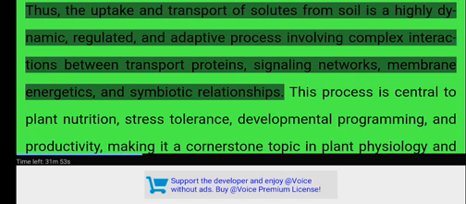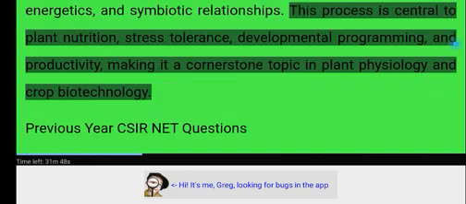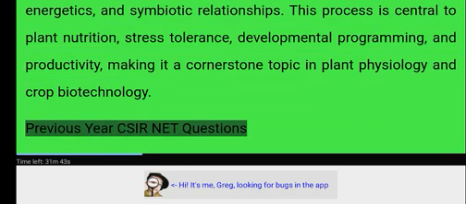Thus, the uptake and transport of solutes from soil is a highly dynamic, regulated, and adaptive process involving complex interactions between transport proteins, signaling networks, membrane energetics, and symbiotic relationships. This process is central to plant nutrition, stress tolerance, developmental programming, and productivity, making it a cornerstone topic in plant physiology and crop biotechnology. Previous year CSIR NET questions.